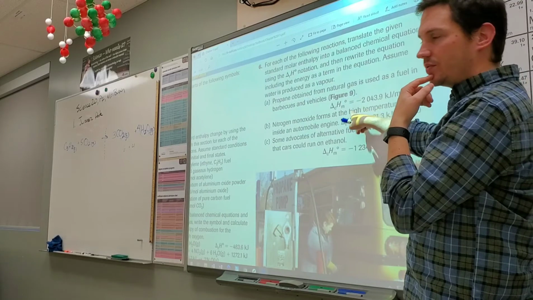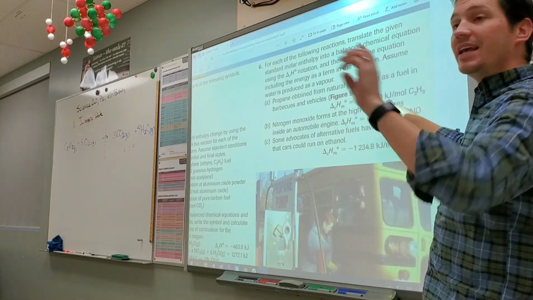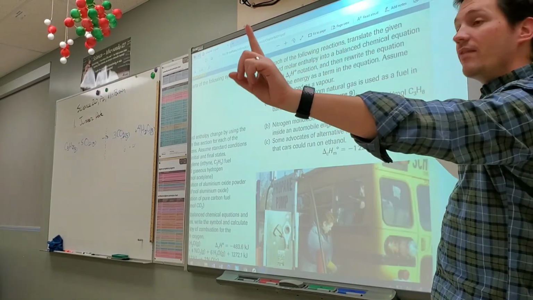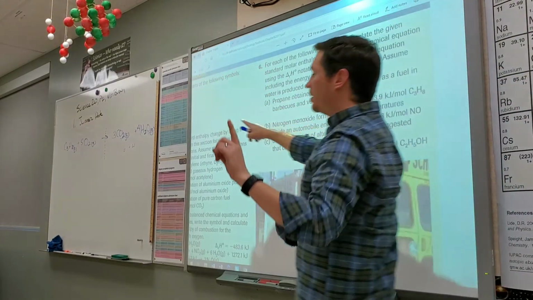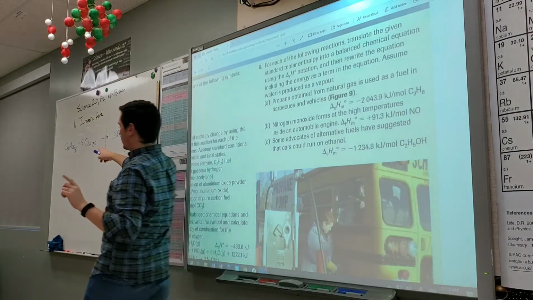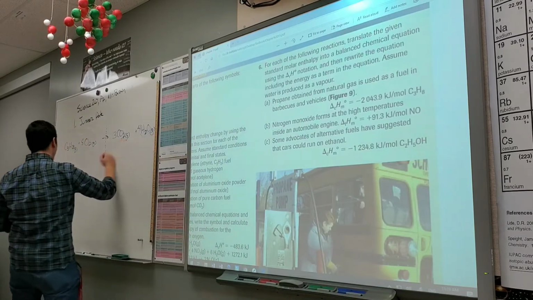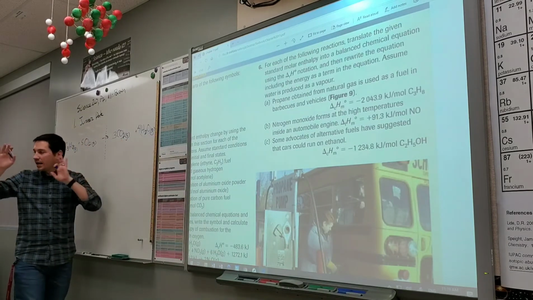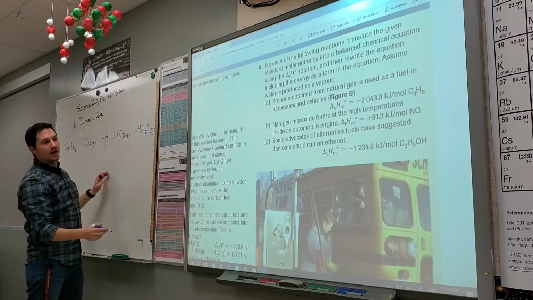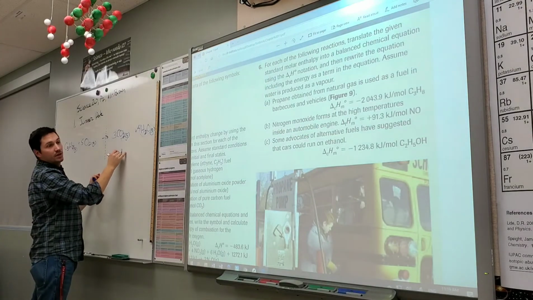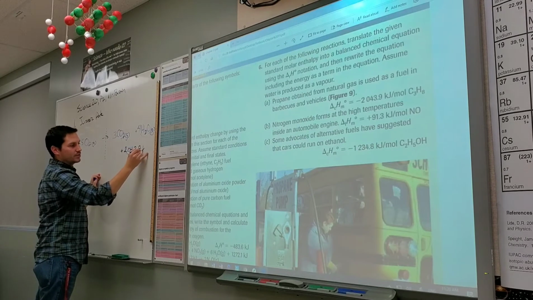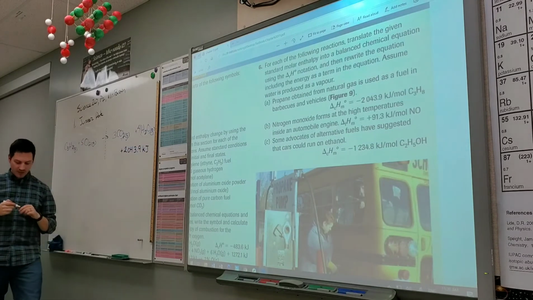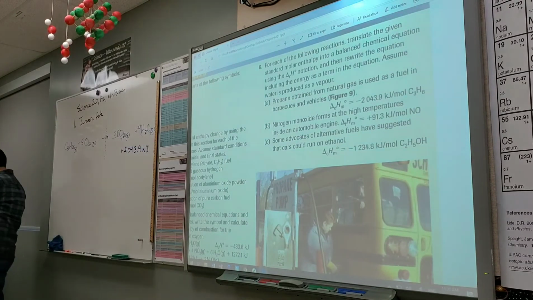It's releasing energy, right? Now, for every 1 mole of propane, we release this much energy. How many moles of propane do we have reacting here? 1. Okay, so that's fine. I can go straight ahead and plug in plus 2,043.9 kilojoules. That would be the answer to this question.